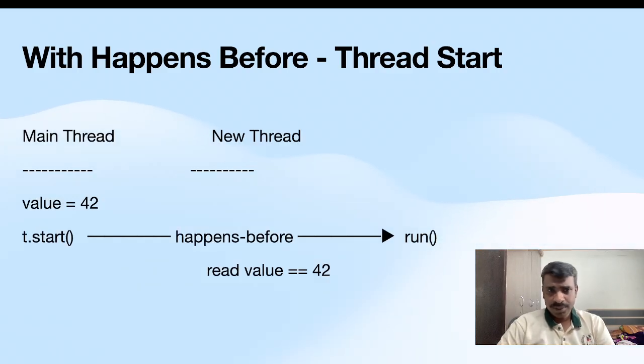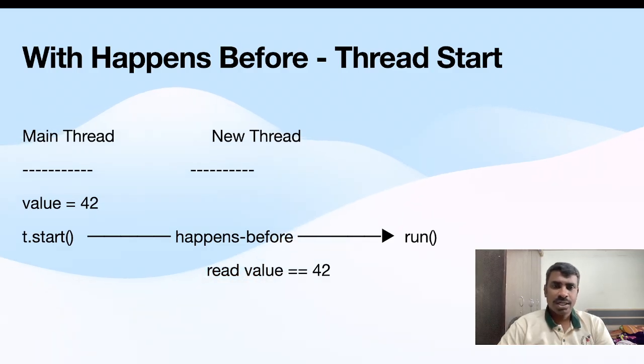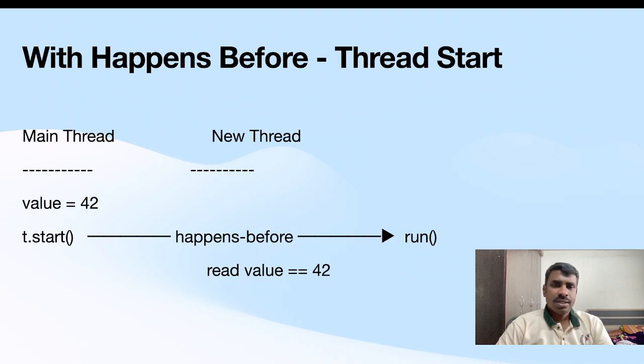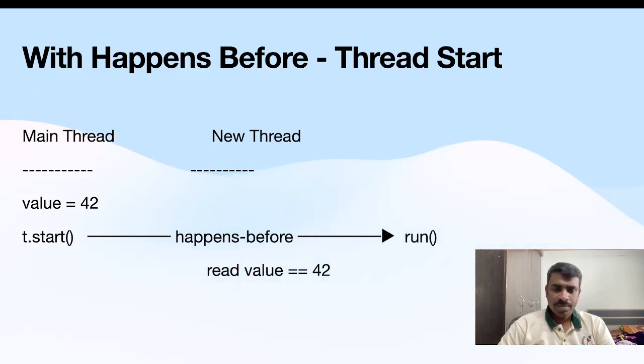Here is another example: value equal to 42 is assigned, then a new thread is started, and it gets value equal to 42 correctly. So this is how it works. Here the order is very important. The JVM ensures this order of execution is happening, so that it will get the value correctly. It will make sure the assigning of value equal to 42 will execute first, and only then will the thread start.